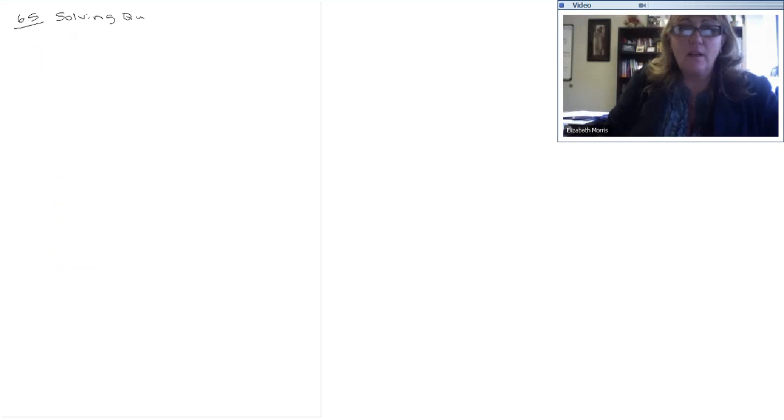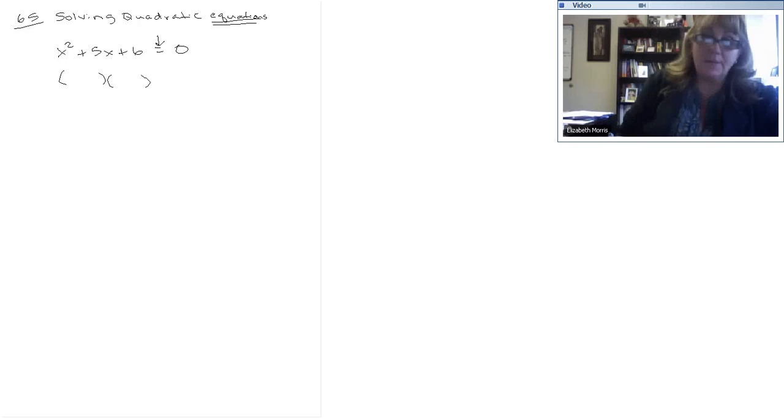quadratic equations. Now the difference is we've looked at something like this, and you've been asked to factor it. Now it's going to be equal to 0. Now it's an equation. There's an equal sign. I must solve for x. Okay? So that's the difference, what we're doing today.